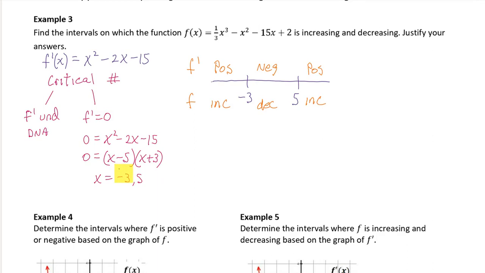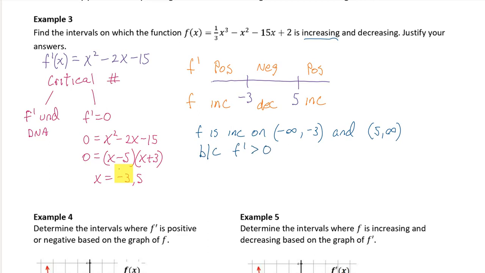All right, we still have to write our justification here. So we'll start with increasing. F is increasing on, I'm going to list the two intervals, negative infinity to negative 3 and 5 to infinity because f prime is greater than 0, or positive, however you want to say it.